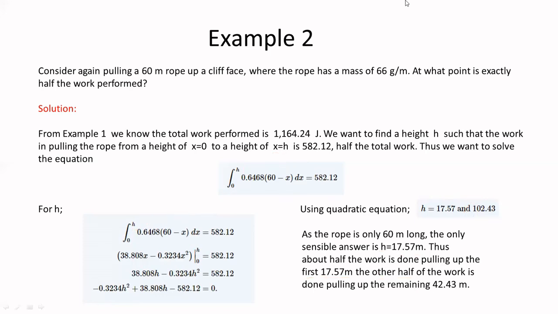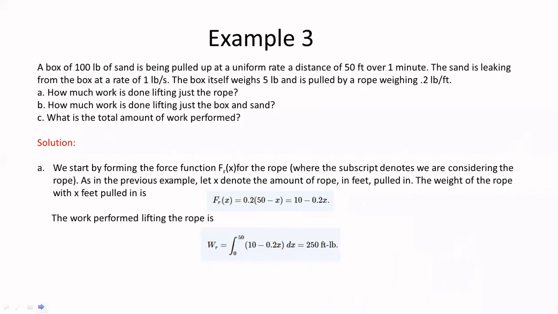So let's clear the drawing and move on. Now in here, let's try a different example, different than the first one that we have. So it talks about the rope and the cliff. This time it talks about a box containing 100 pounds of sand.